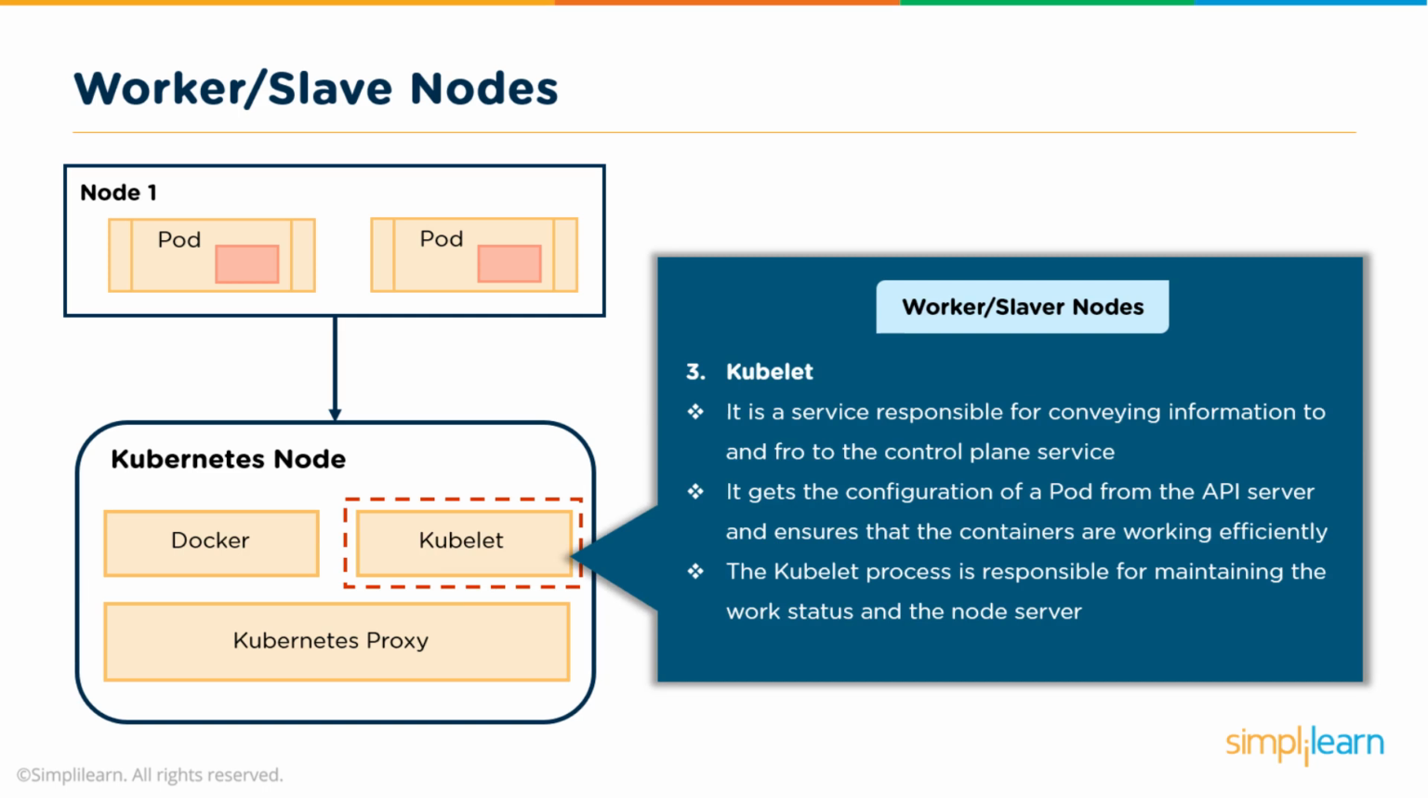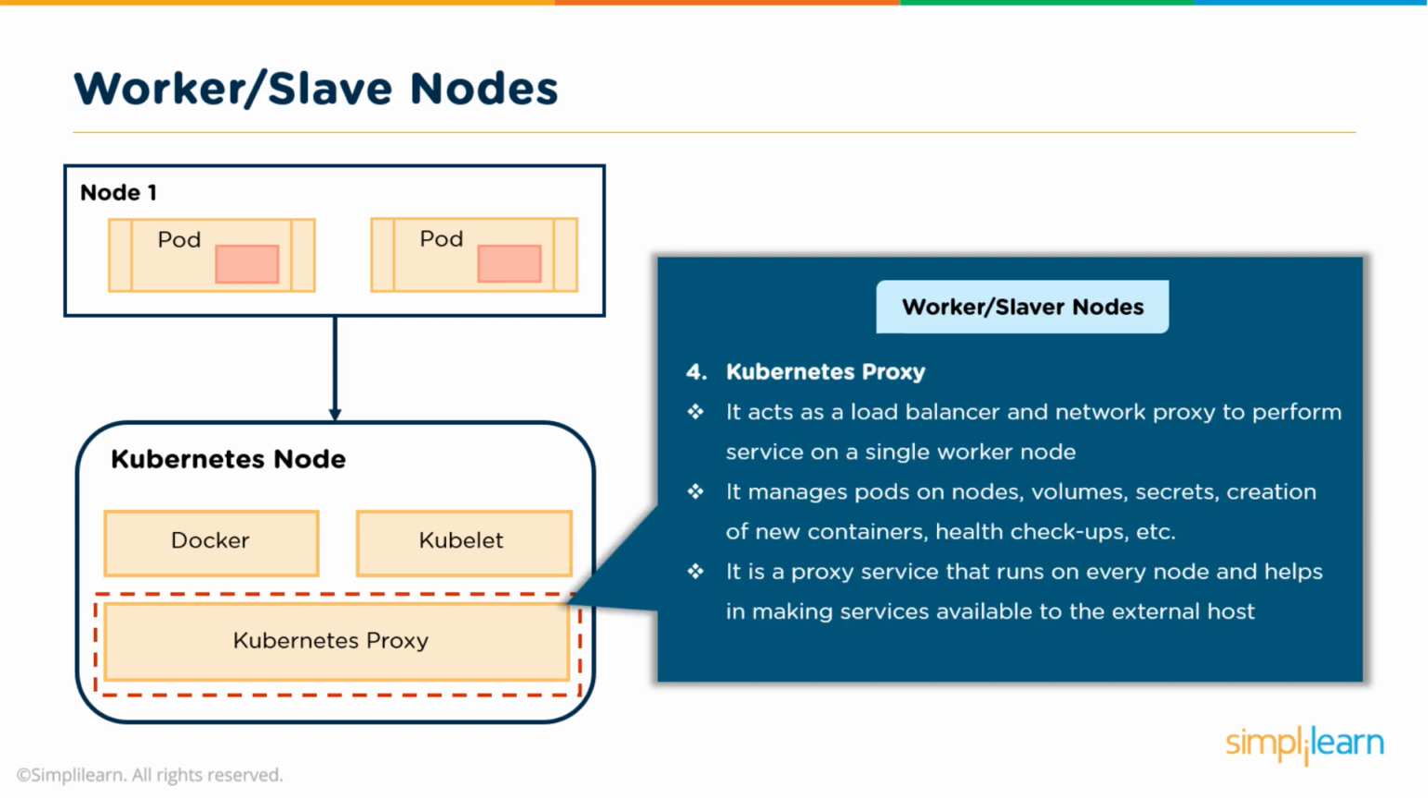You have your kubelet, which is a service for conveying information back and forth to the master about the actual health of the Kubernetes node itself. And then finally you have the proxy server, and the proxy server is able to manage the nodes, the volumes, the creation of new containers, and actually helps pass the health of the container back up to the master to see whether or not the container should be either killed, stopped, started, or updated.